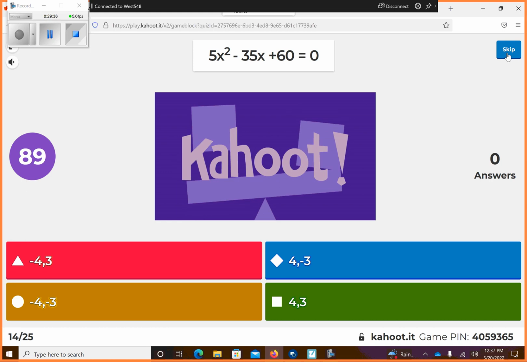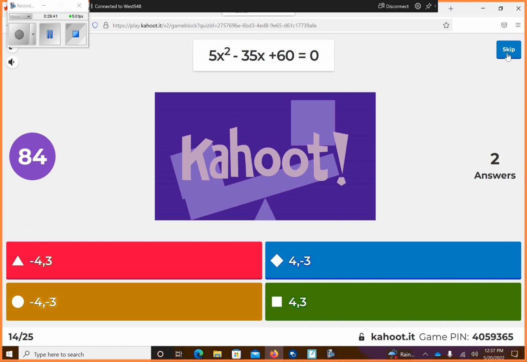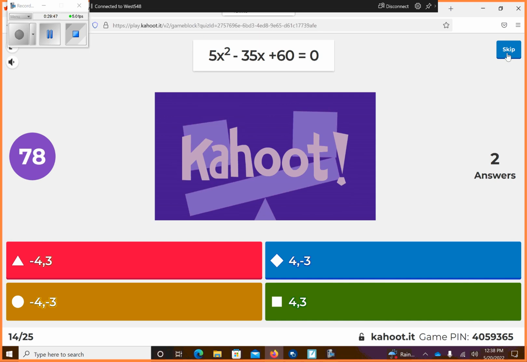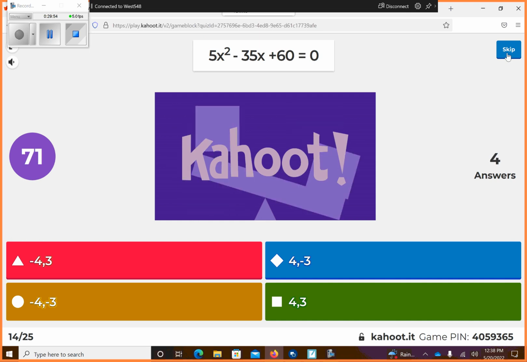Ooh, oh my. The trick on this one is divide everything by 5 first. So you'll get x squared minus 7x plus 12. And then you get x minus 3 and x minus 4. Set those equal to 0. So x equals 3, x equals 4. Green square.